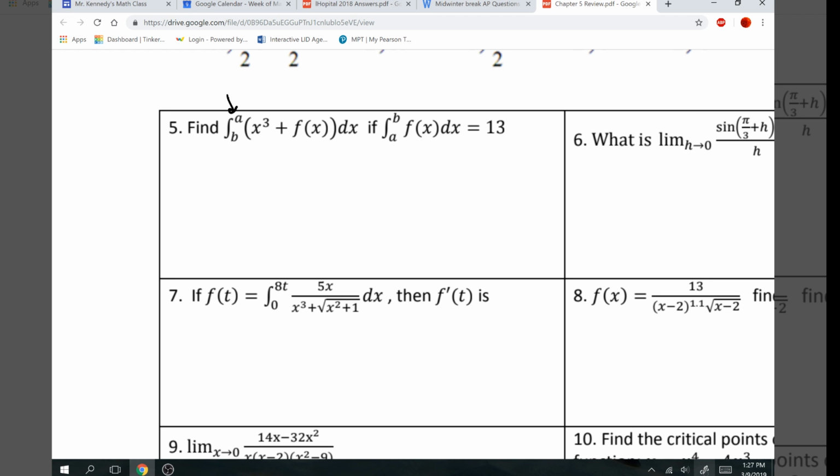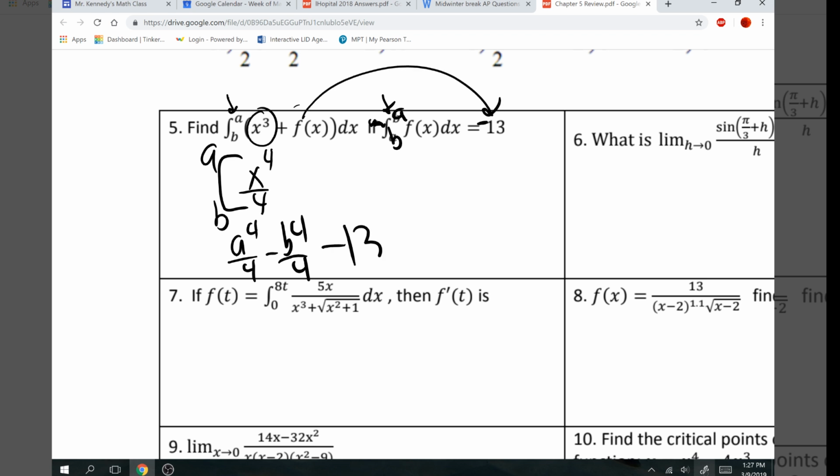If you have the integral from b to a and the integral from a to b, you just throw a negative on one of these to make it so that their bounds match up. So I put the negative here and swapped these bounds. So this is negative 13. And then you just integrate x cubed separately. It's x to the 4th over 4. Plug your bounds in. You get a to the 4th over 4 minus b to the 4th over 4. And then the integral of f of x is just this, minus 13.